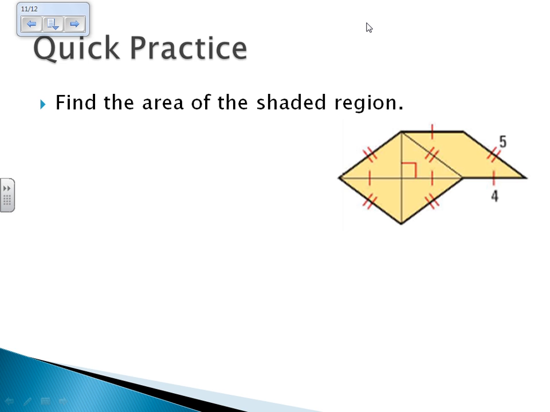There's a rhombus, and it's not a kite, though. A parallelogram. So we have the rhombus right here. We've got the rhombus right here. Be careful where you walk, okay? We have the rhombus, and then we have the parallelogram.